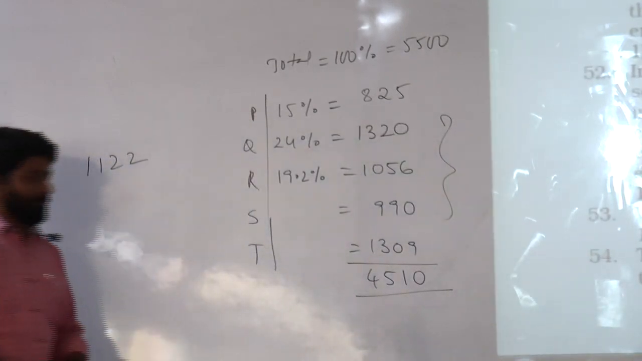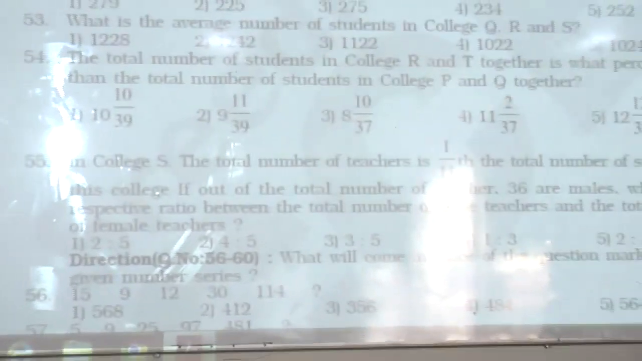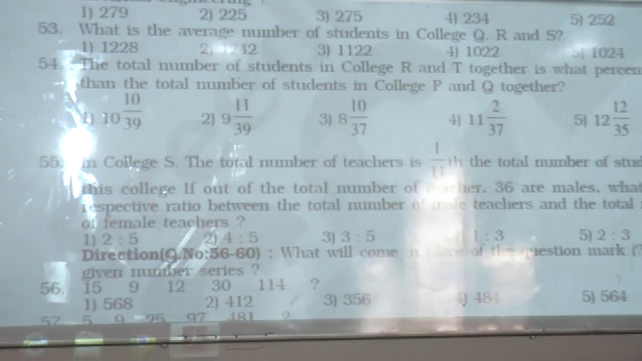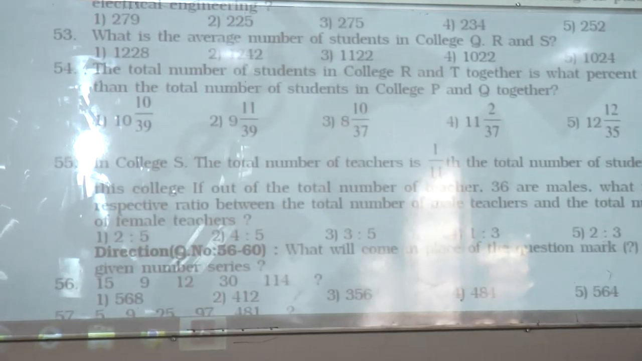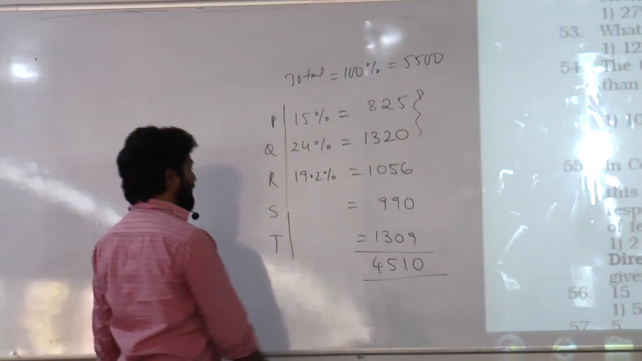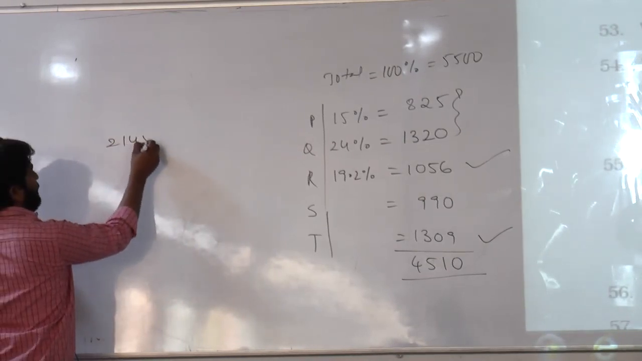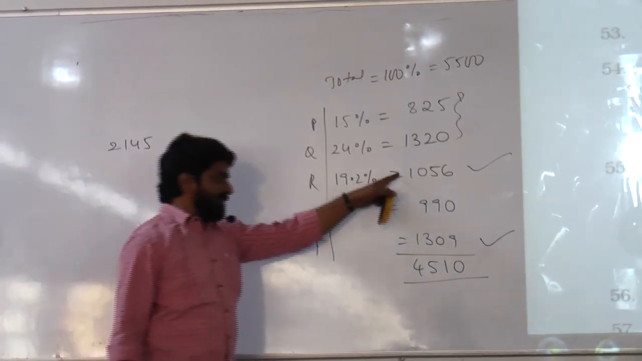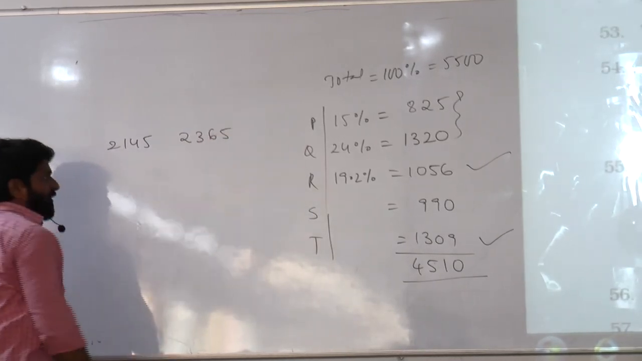Next, 54, sorry. The total number of students in college R and T together is what percent more than the total number of students in P and Q together? P and Q, these two. R and T, these two. Add these two numbers. 2145, and this is 2365.